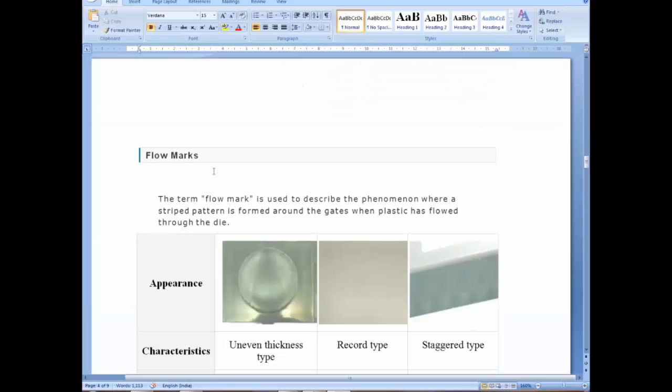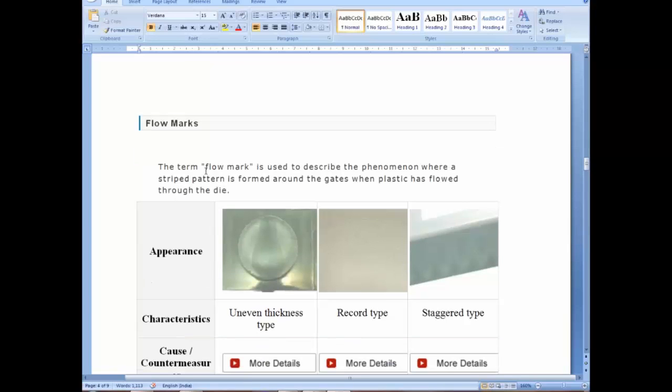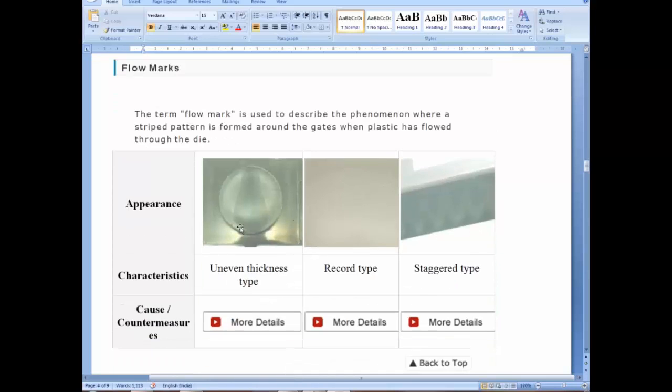Now, flow marks. What are flow marks actually? Flow marks show that after seeing them, we can see that from here the molten plastic was flowing. The term flow mark is used to describe the phenomena where a striped pattern is formed around the gates when plastic has flowed through the die. So it shows the marks from where the plastic was flowing.